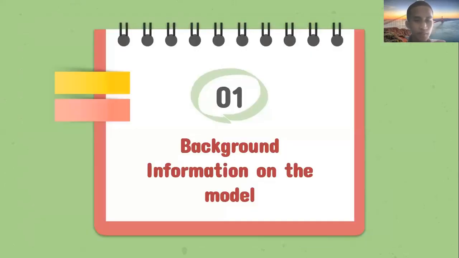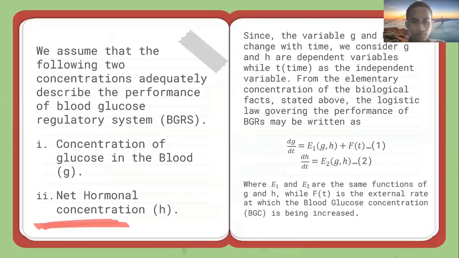Next is the background information on the model. We assume that the following 2 concentrations adequately describe the performance of the blood glucose regulatory system, or BGRS. The first is the concentration of glucose in the blood, denoted by G. And the second is the net hormonal concentration, denoted by H. Since the variables G and H change with time, we consider G and H as dependent variables, while t, or time, is the independent variable.